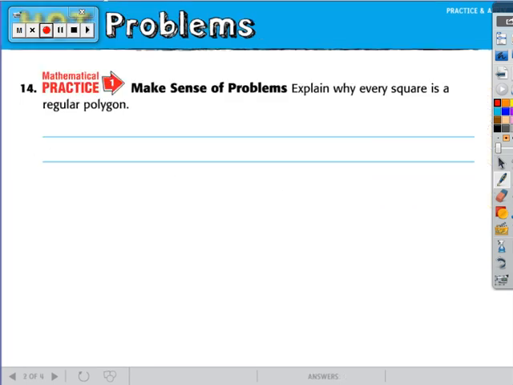Number 14, explain why every square is a regular polygon. Well, this should be easy. All right? If you don't know, look up the definition of square in your book, and you'll know. Because if you don't know, now you know. All right.